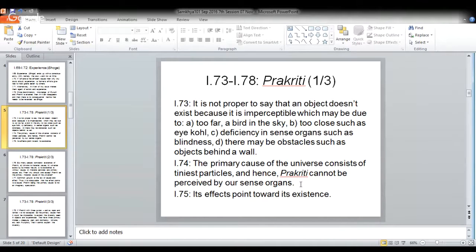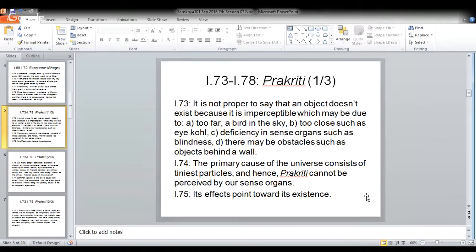1.75, Kaya darshanat tad uplabdhe. Previously there was anuplabdhi. You cannot be aware of it. But then he says, Kaya darshanat. Kaya is the effect. Karan is cause. Seeing its effect can make you aware of it. So the primary cause of the universe, 1.75 I was reading: its effects point towards its existence.